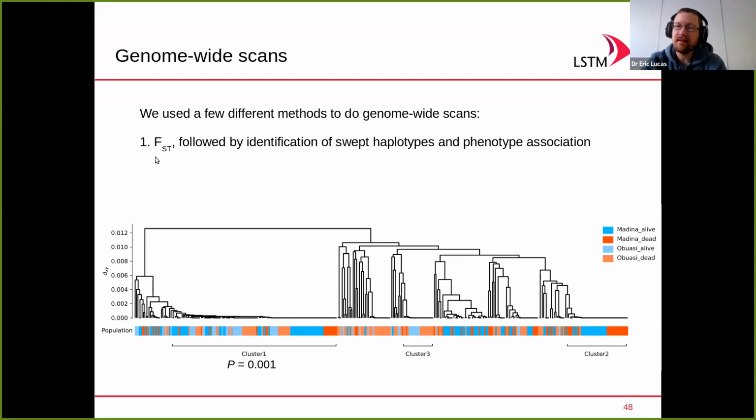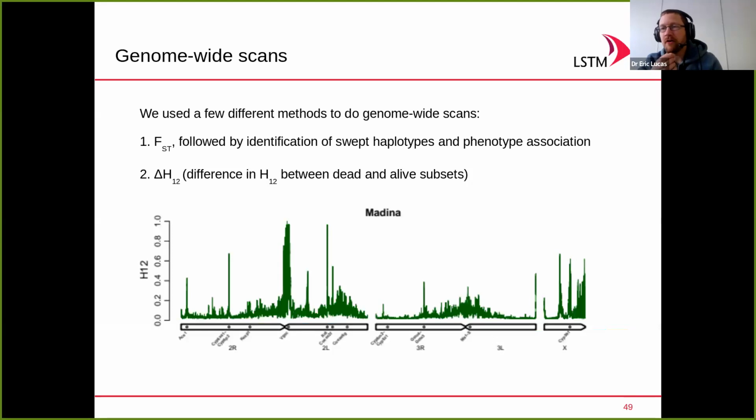So we essentially did what I just presented. We calculated FST, and whenever we found a significant peak in FST, we dug into it. We looked at the haplotype clusters within those windows, and we asked, are those haplotype clusters significantly associated with resistance, and if so, in which direction? So does having the haplotype cluster make you more resistant? And we identified those windows where having the cluster made you significantly more resistant.